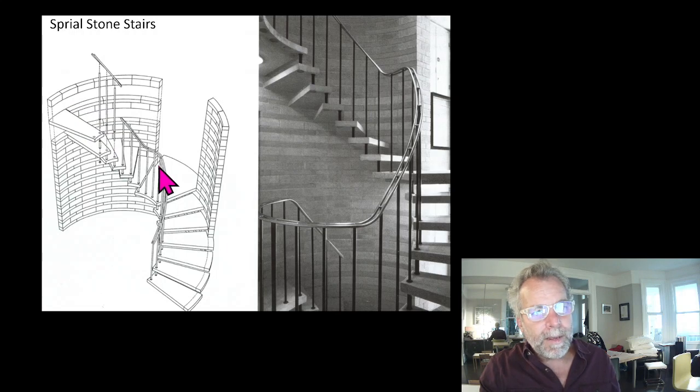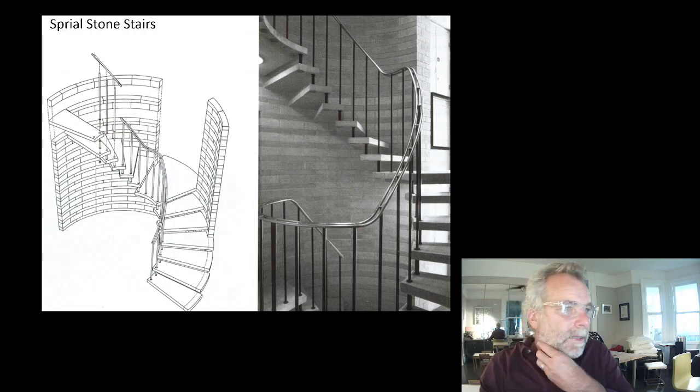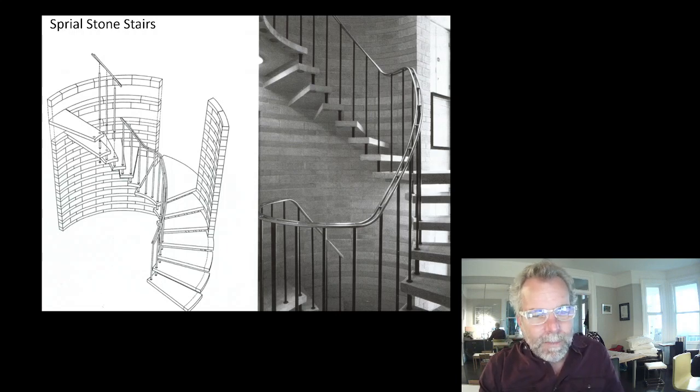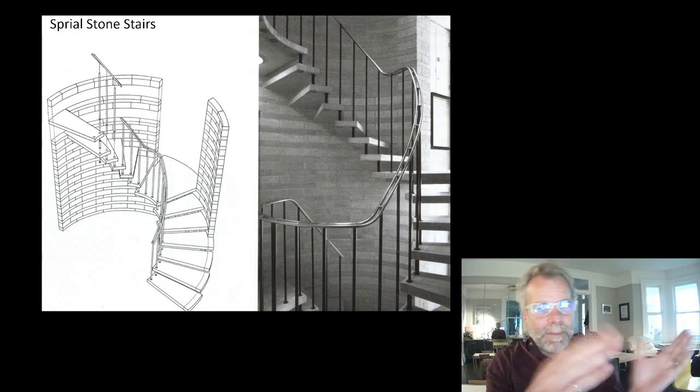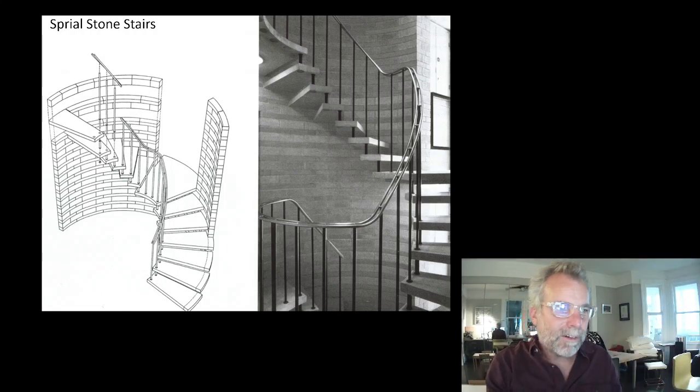So the structural mechanism, except that it's not a mechanism. It's exactly the opposite of a mechanism. A mechanism is something that moves. Structures don't. Structures are static. But the structural load path for the previous stair is the same load path, the same system that we would see in cantilevered stone stairs.